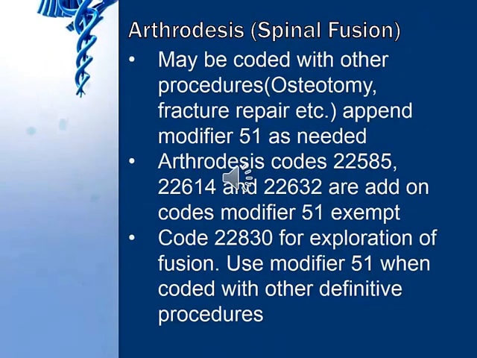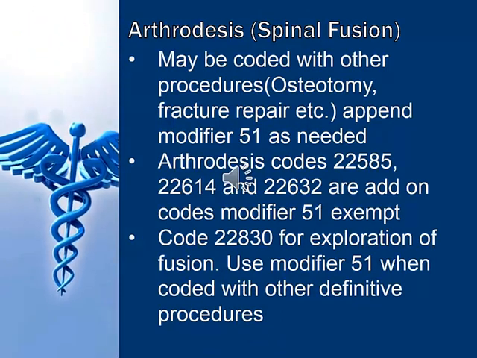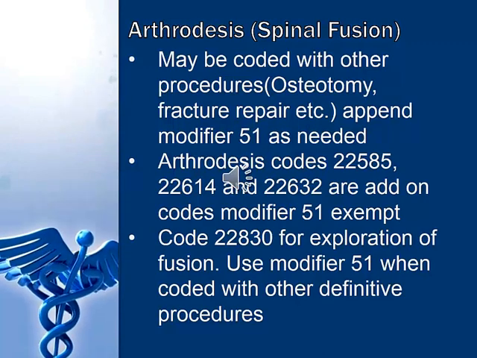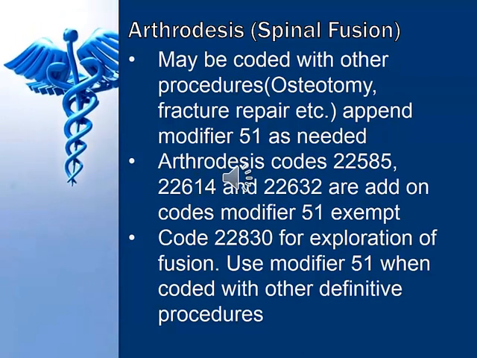Arthrodesis, which is sometimes referred to as spinal fusions, may be coded with other procedures such as osteotomies and fracture repairs. You will need to append Modifier 51 as needed. Arthrodesis codes 22585, 22614, and 22632 are all add-on codes, and you do not need to add a Modifier 51 to those codes. Code 22830 is used for exploration of fusion.